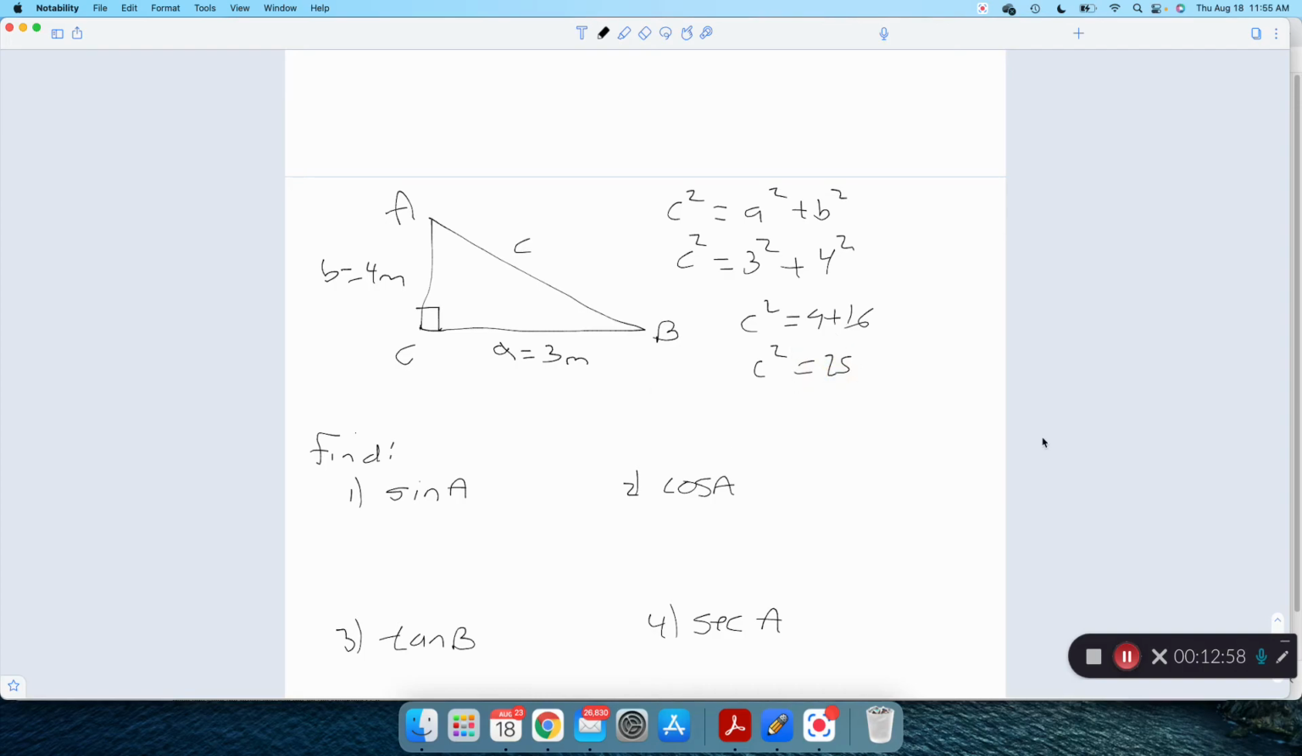Now keep in mind, nobody asked me for c squared. I don't want c squared, I want c. So I have to take the square root of both sides. And technically I'm supposed to put a plus or minus over here. Anytime you take the square root of both sides, you're supposed to put a plus or minus. But we're talking about lengths of a triangle here, and we know those can't be negative. So we'll just have c equals 5 meters.